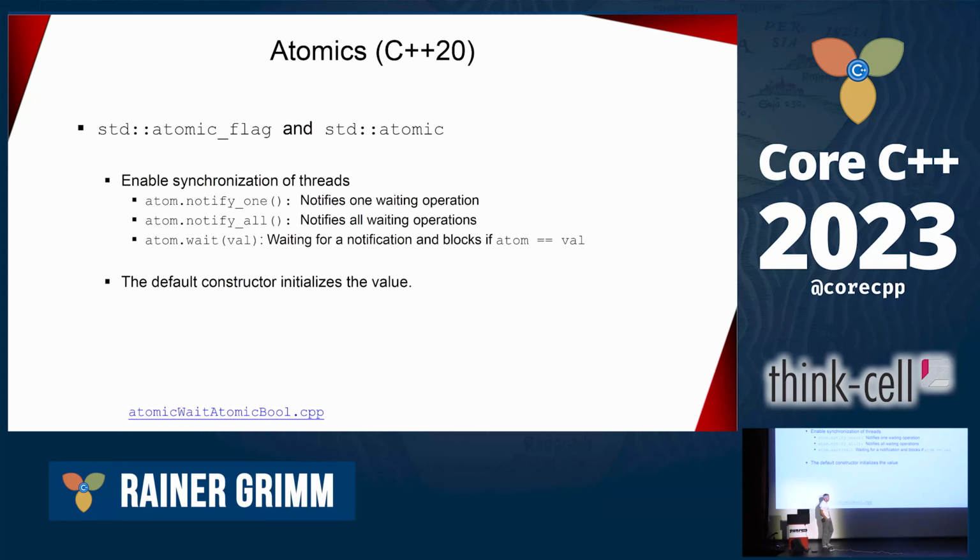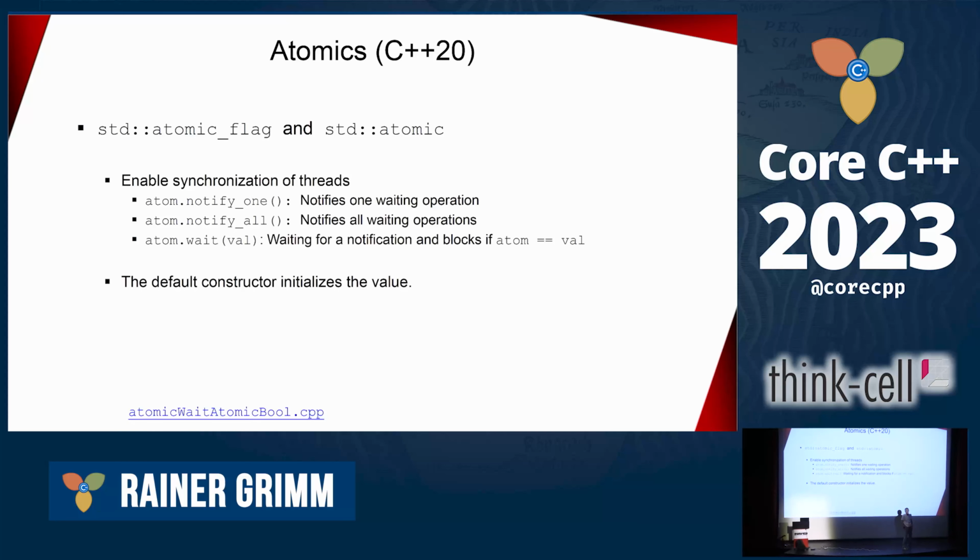With C++20, the interface of atomic flag and std::atomic was extended. And here are the two most important points. Now you can notify using atomics. You see notify_one, notify_all, and wait. I will show you a few performance numbers in a few seconds, but this is what you can do. You can now use atomics to synchronize threads, for example.